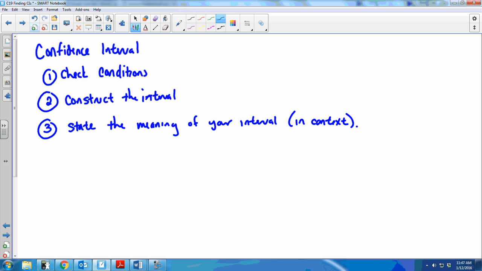So if I asked you to complete a confidence interval and you don't have one of these pieces, you can expect not to get full credit. It's just telling you. I tell you guys these things and then you don't listen. On the quizzes, you get mad when I take points off. I'm just saying.